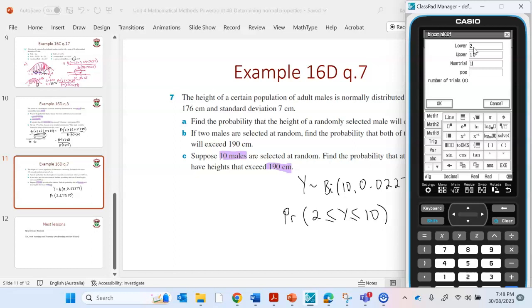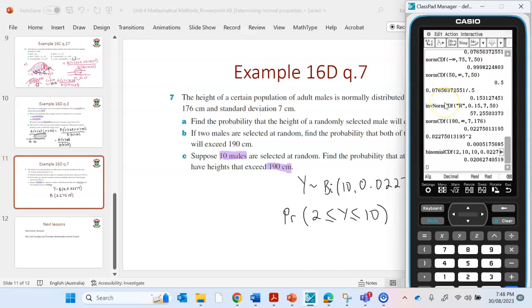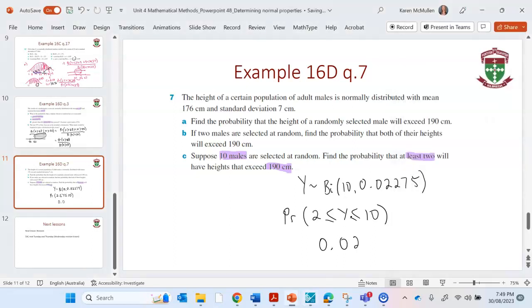All right, just make sure I've done the whole thing, there we go. All right, so the probability is 0.0206. So quite a low probability.